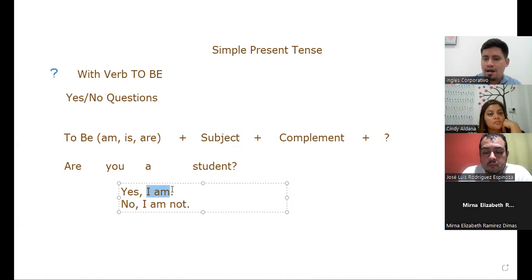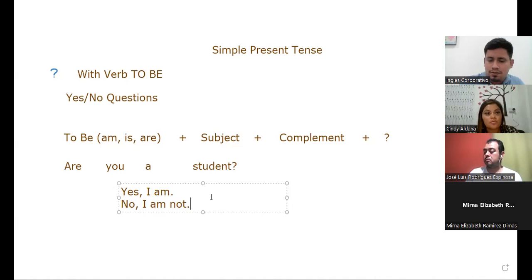Is she a doctor? My answer is going to be, yes, she is, or no, she is not, or no, she isn't, depending on whether we contract the verb, okay? So this is the formula, three elements: verb to be, subject, and complement. That's all for this kind of questions. And these are called simple present tense with verb to be.